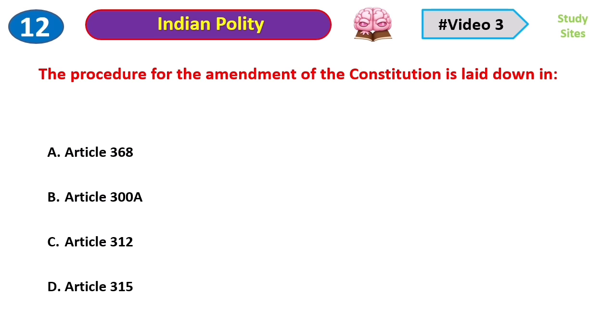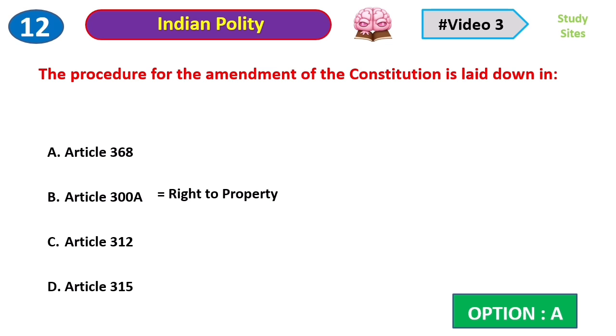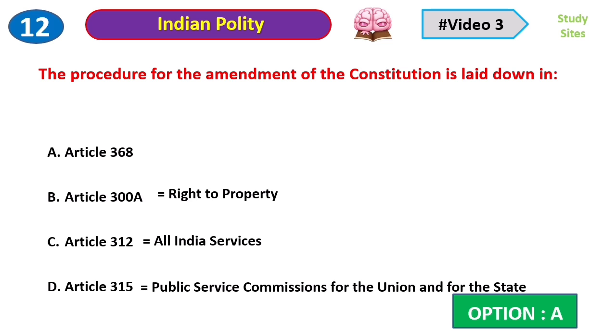The procedure for the amendment of the Constitution is laid down in Article 368. And friends, Article 300A deals with right to property, Article 312 deals with All India Services, and Article 315 deals with Public Service Commission for the Union or for the state.